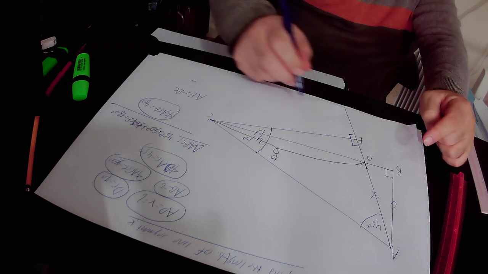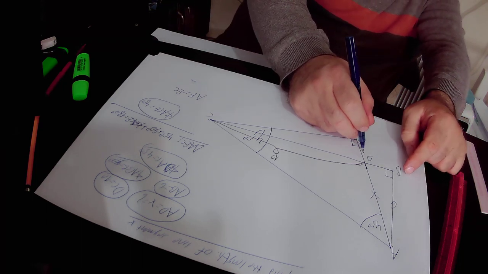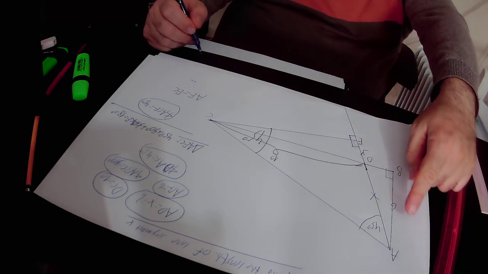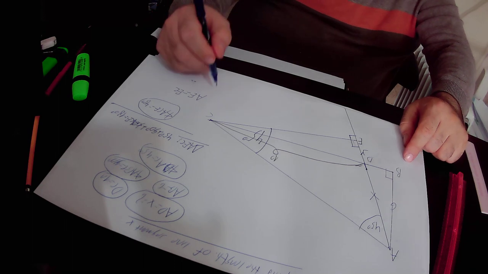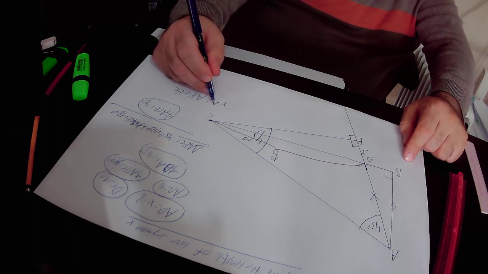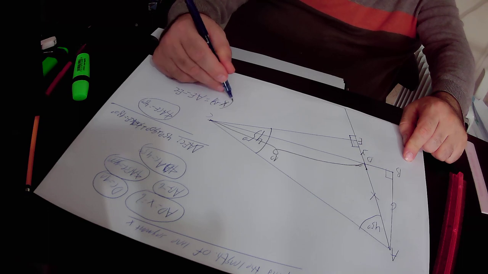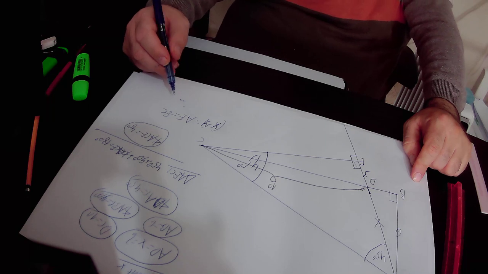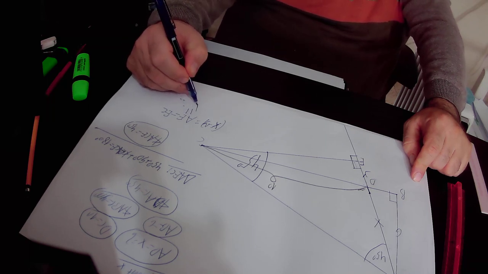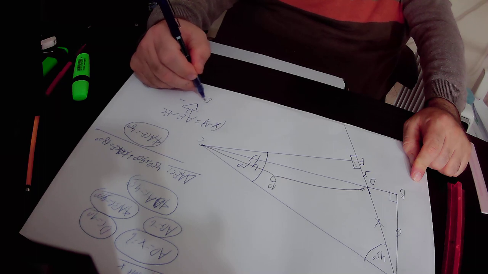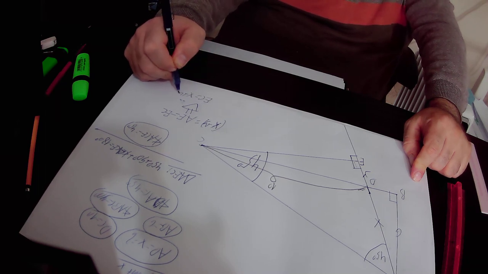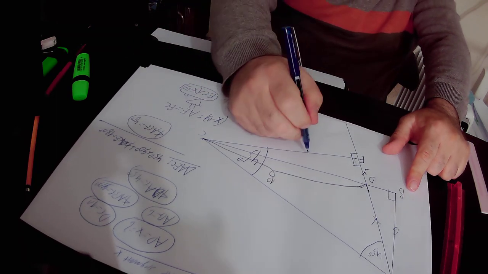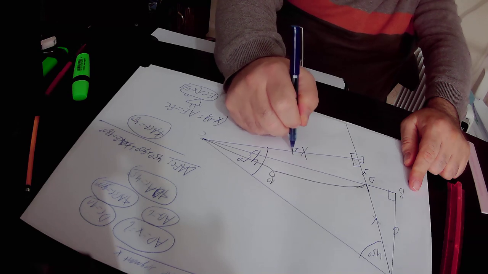If we define line segment DE as Y, then the length of side AE will be equal to X plus Y. So AE equals X plus Y. And from this equation, X plus Y equals AE equals EC, we derive that EC is also equal to X plus Y.